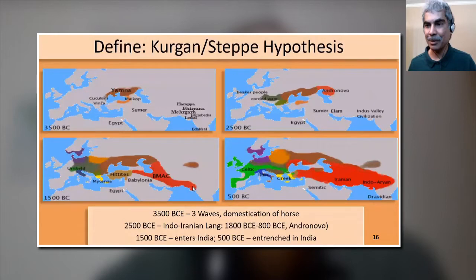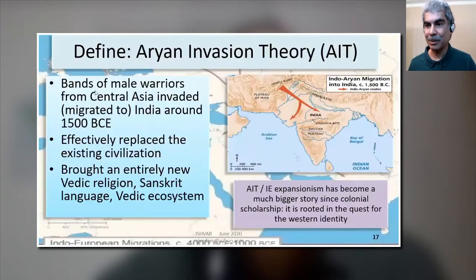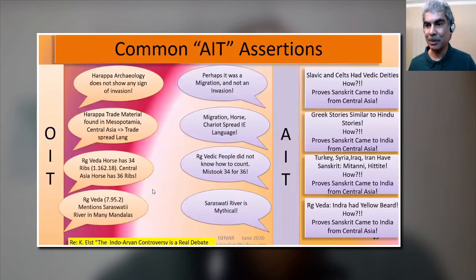This is the beginning of the Aryan invasion theory. And by 500 BCE, they're entrenched in the Ganga plain, and they become the Indo-Aryans, and you see the appearance of the so-called Dravidian people here. So this, at a very high level, is the Kurgan or the steppe hypothesis. And now we can say what the Aryan invasion theory is, as understood by modern scholars. They say bands of male warriors from Central Asia migrated to India around 1500 BCE. They effectively replaced the existing civilization and brought the Sanskrit language, the Vedic ecosystem, and so on.